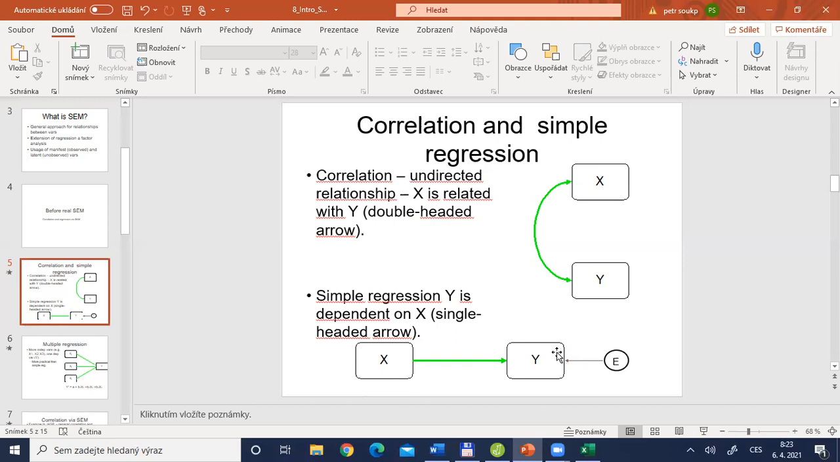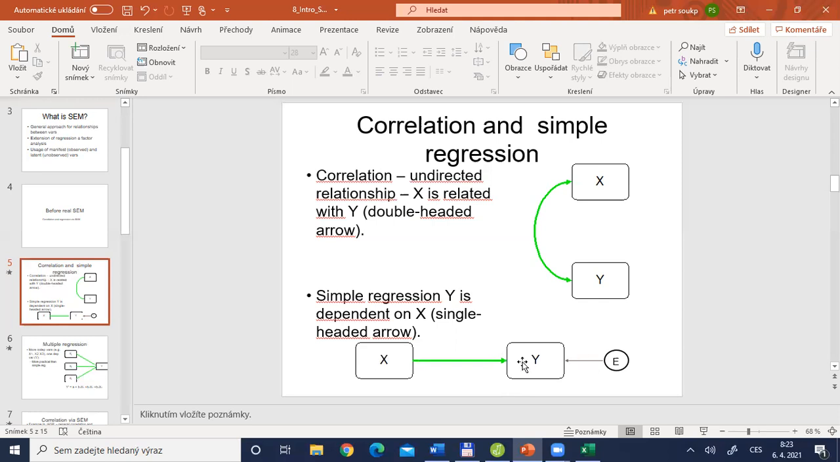Only, I would like once again to add some features. You can see that these two variables, x and y, are observed variables for this simple model, but this E is unobserved, latent. It is a circle. As we know from previous discussion about factor analysis, for circles we are discussing latent or unobserved variables. And this latent variable is related to the dependent variable. So here we have the unexplained variance of the model, and here we have the explained part.